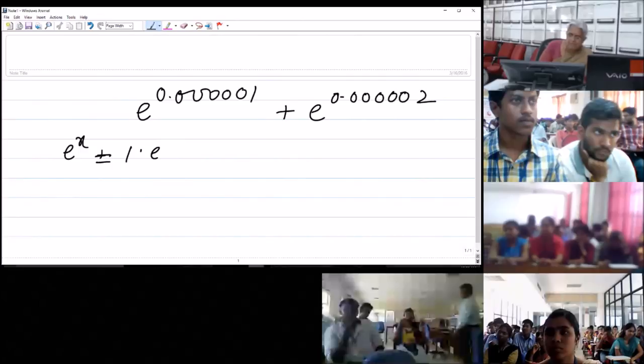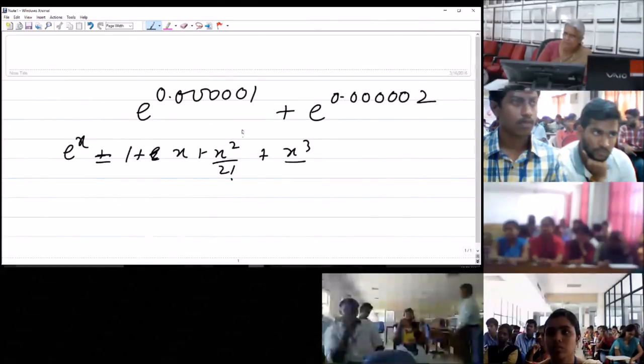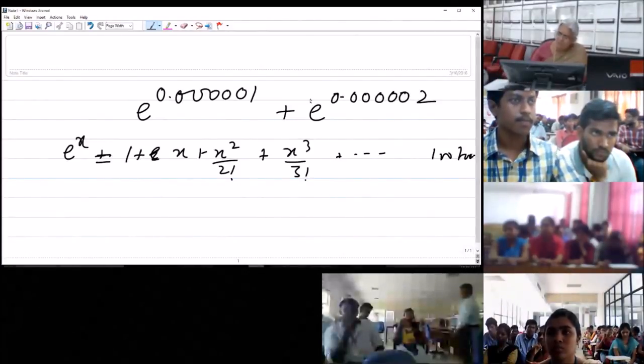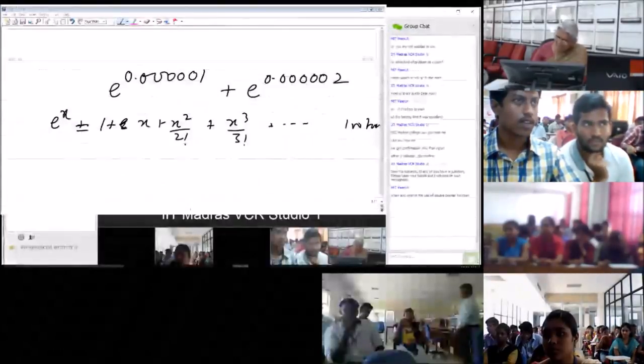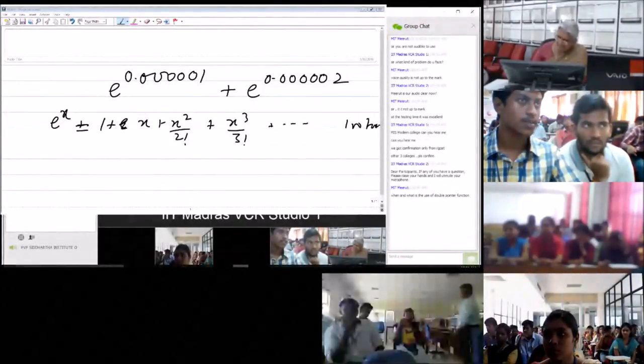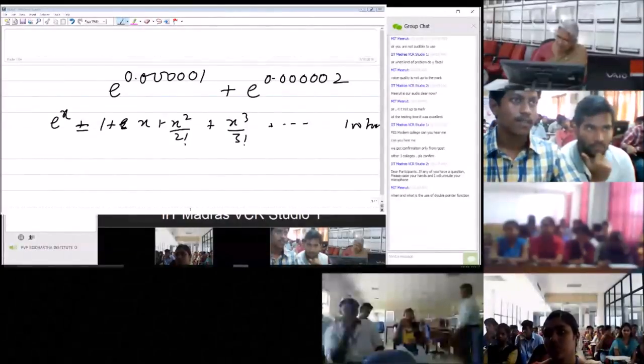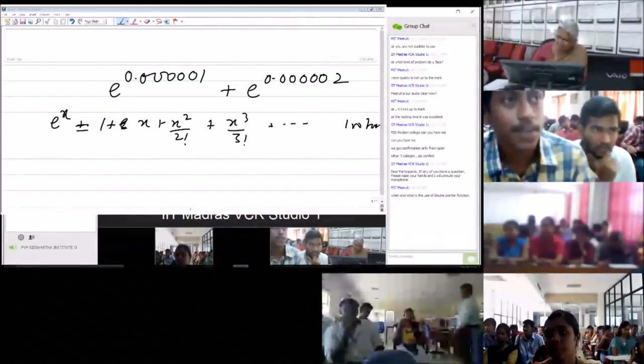equals 1 plus x squared by 2 factorial plus x cubed by 3 factorial and so on. Let's say I take some 100 terms or something. Do this approximation. And when I take the sum of these two numbers, what will happen? Put the value. Huh? What will happen? Siddhartha, can you tell me? What will happen?